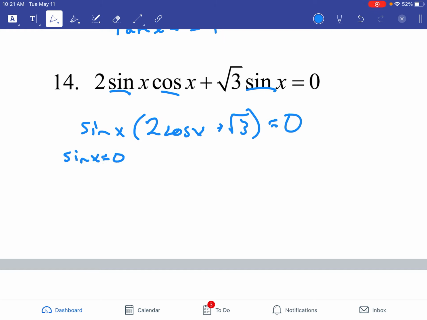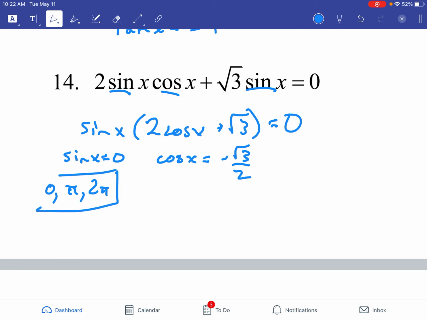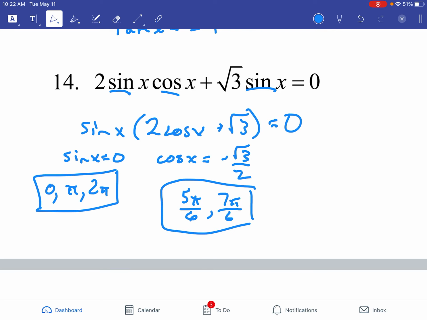Sine of x equals 0. If we subtract root 3 and divide by 2, we get cosine of x equals negative root 3 over 2. So where is sine going to be 0? It happens 3 times again, at 0, pi, and 2 pi. Now where is cosine of x going to be negative root 3 over 2? It happens twice, at 5 pi over 6 and at 7 pi over 6.